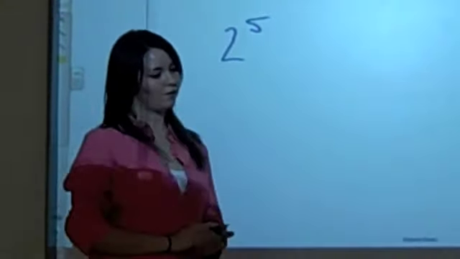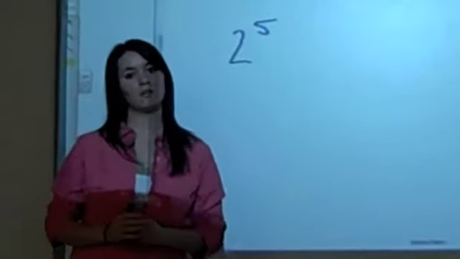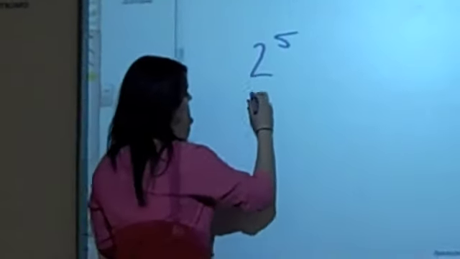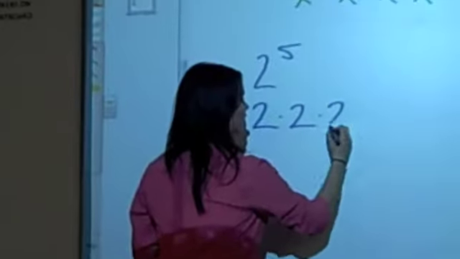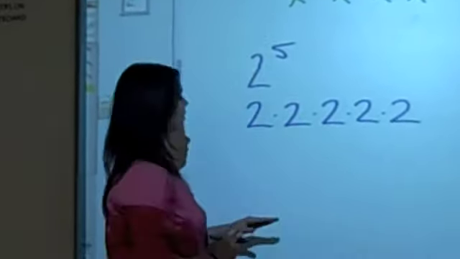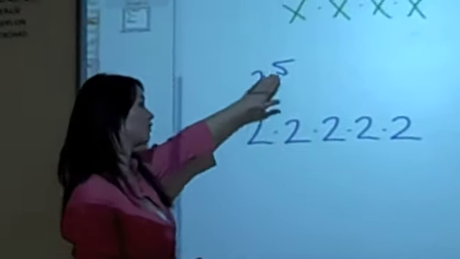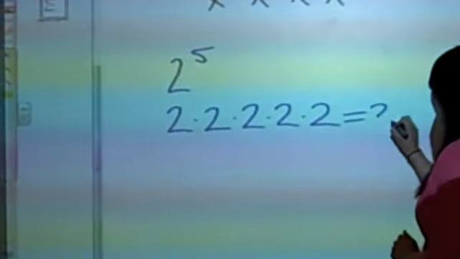When we look at 2 to the 5th, we can tell by looking at the exponent that we need to multiply 2 times itself 5 times. So when we would write it out longhand, this is what it would look like. So you're multiplying 2 times itself 5 times, or 2 to the 5th power, and that equals 32.